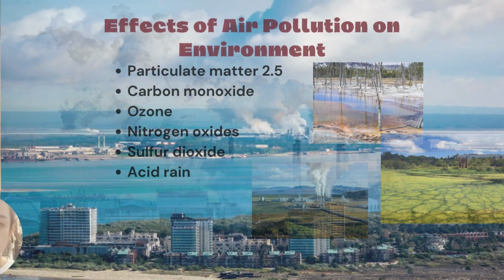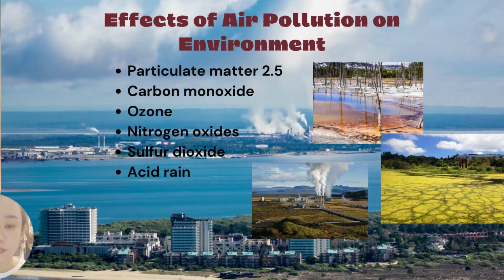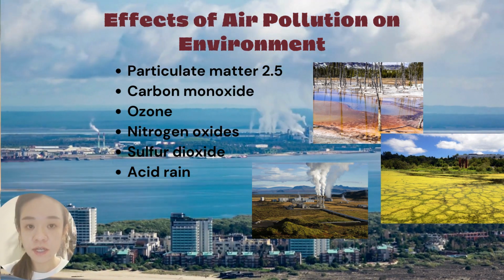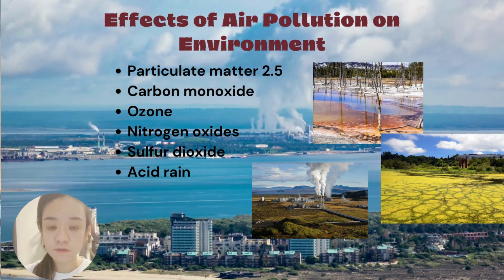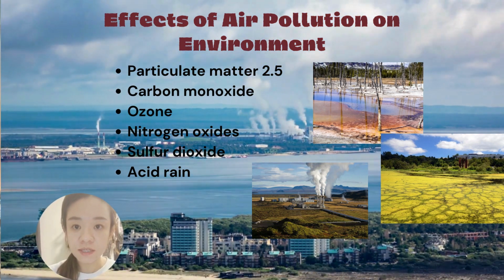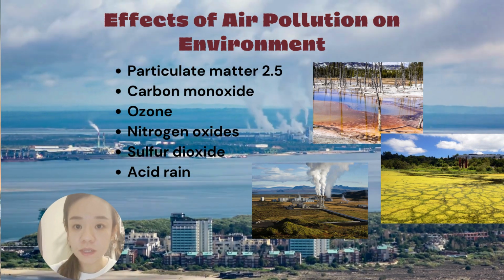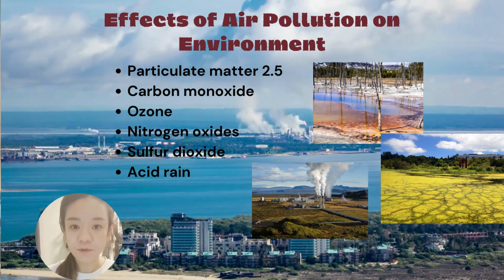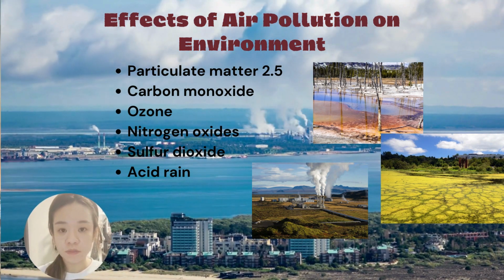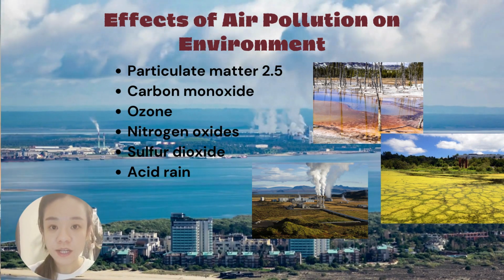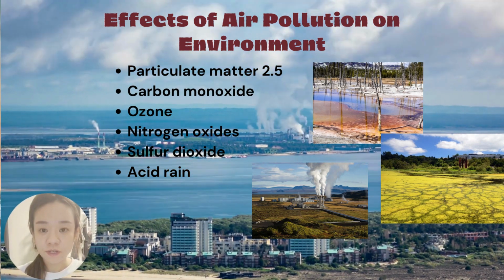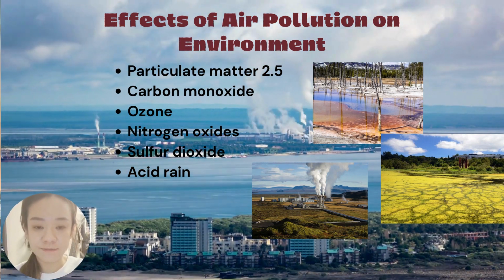Air pollution can damage crops and trees in a variety of ways. Ground level ozone can lead to reduction in agricultural crop and commercial forest yields, reduce growth and survivability of tree seedlings, and increase plant susceptibility to disease, pests, and other environmental stresses. So those are the main effects of the environment, including particulate matter PM2.5, carbon monoxide, ozone, nitrogen oxide, sulfur dioxide, and acid rain.